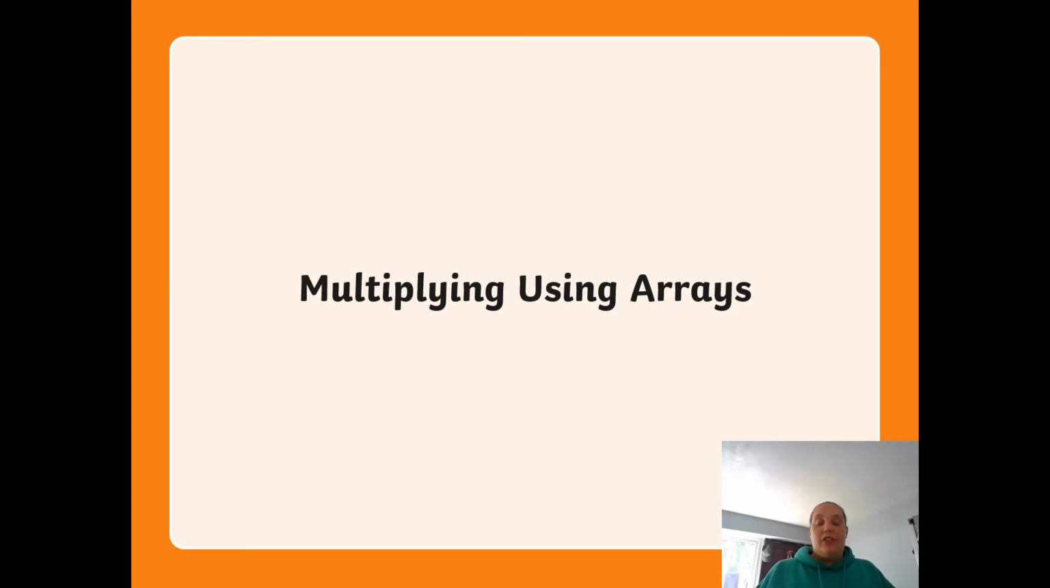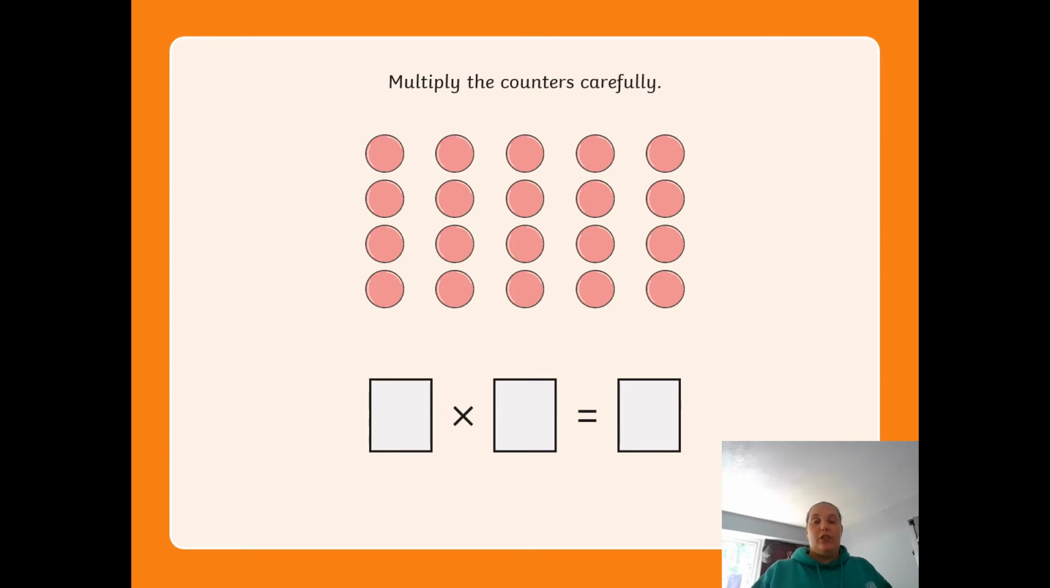So we're just going to touch on using arrays. Now, we talked about this earlier on in the lesson. So here we've got an array which shows we have got rows and we've got columns. So in my column here, I'll just pop my pen on. Going down the page here, we have got 4 counters in my column, and going across the top here, we have got 5 counters in my rows.